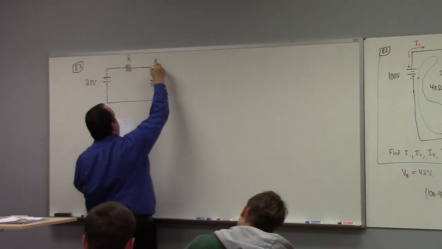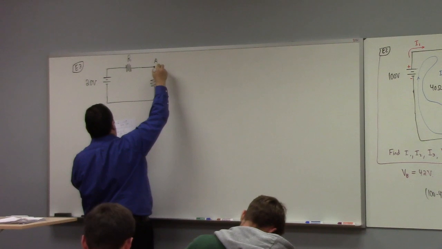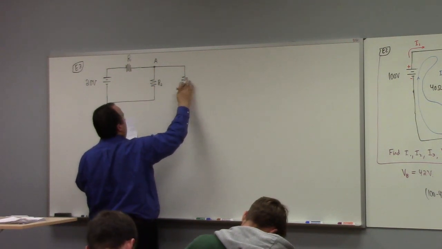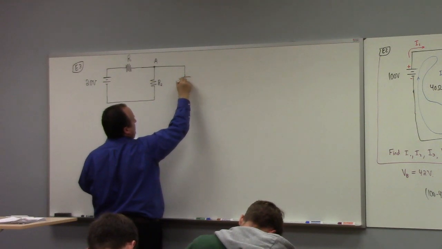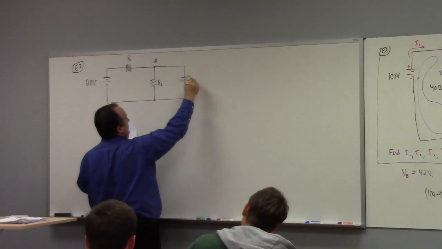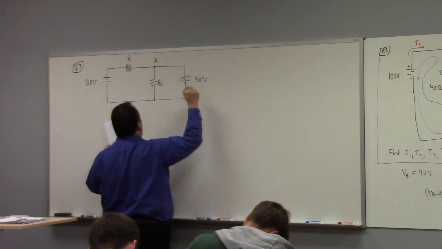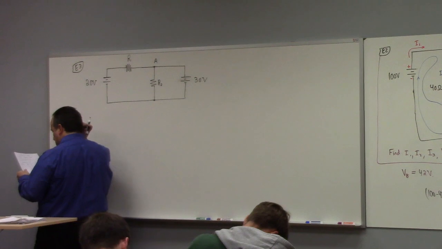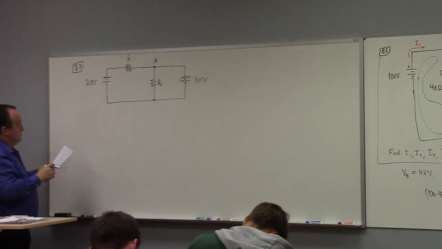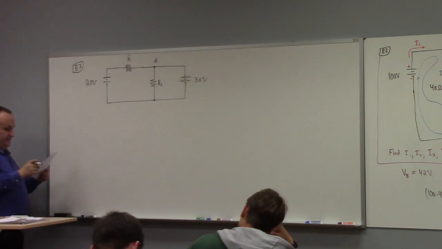And then over here, oops, my bad. That was supposed to be another voltage source. I've got a 30 volt voltage source over there. All right. R1. All right, yep, that's it.